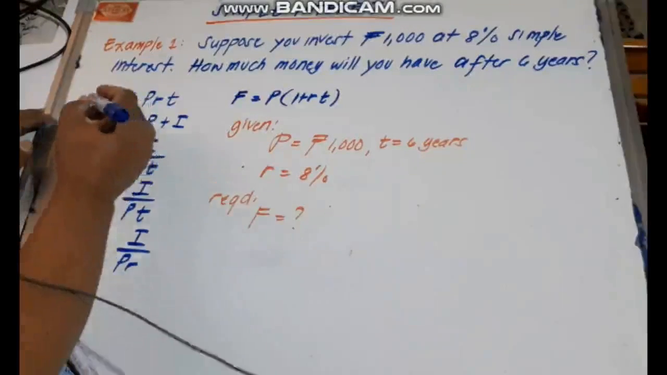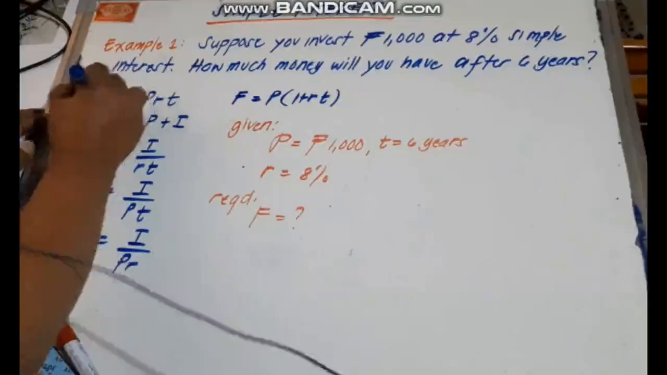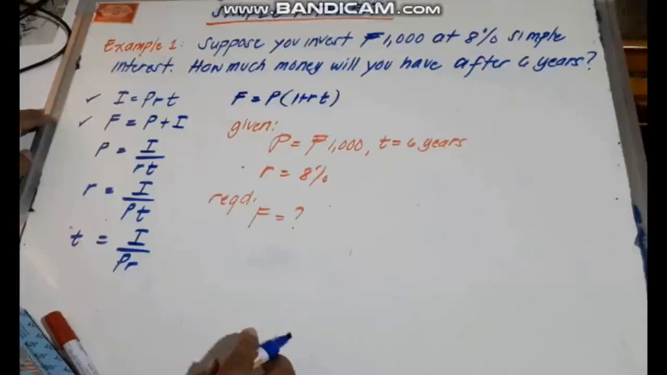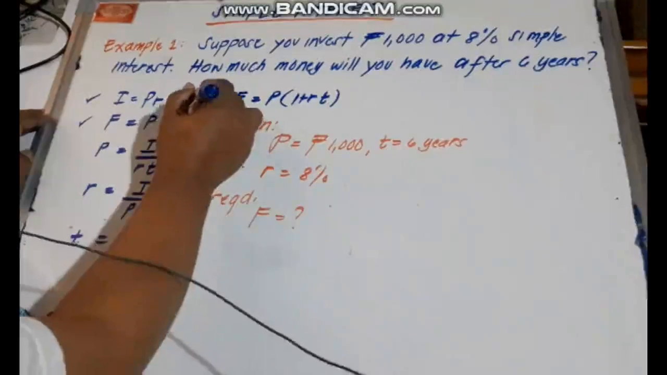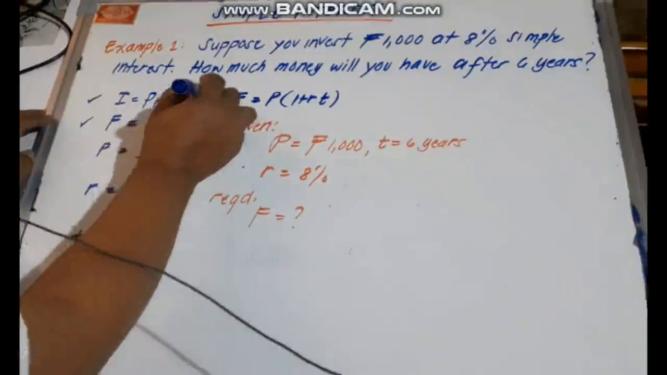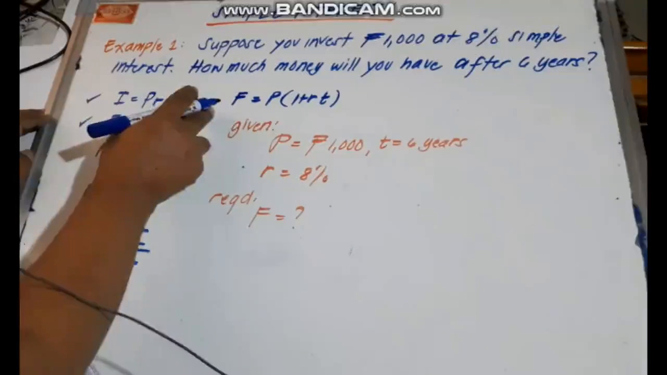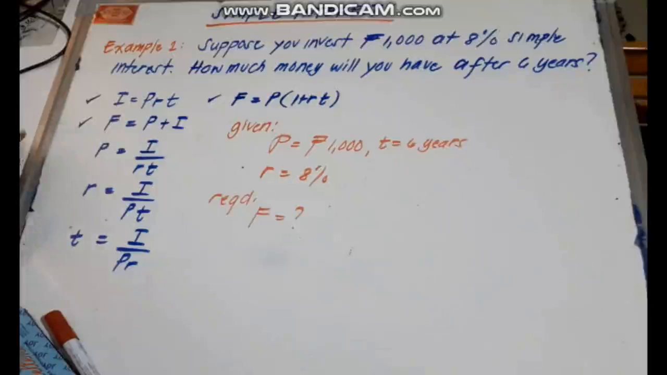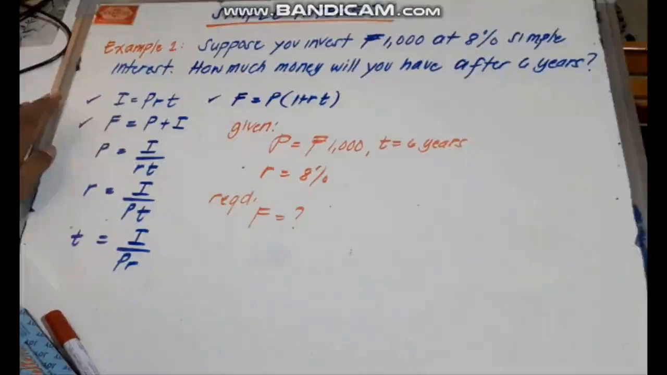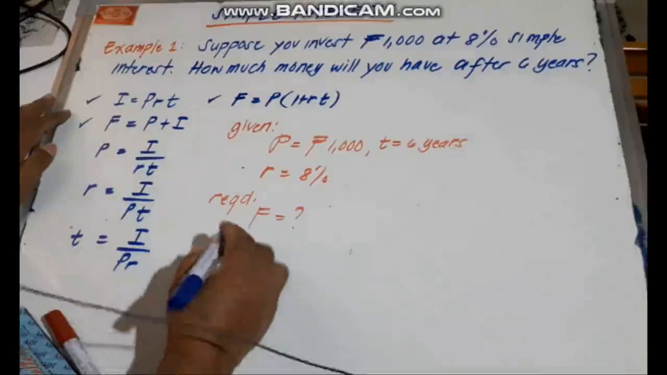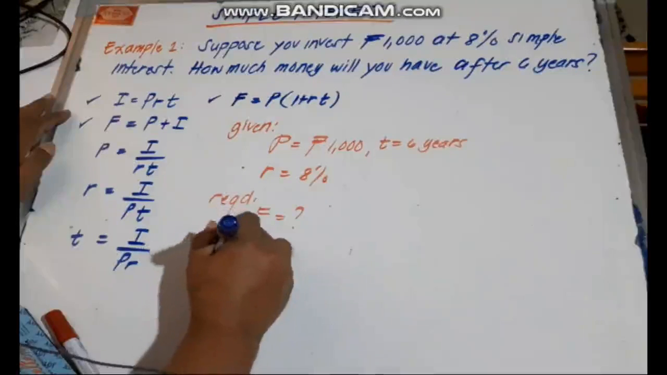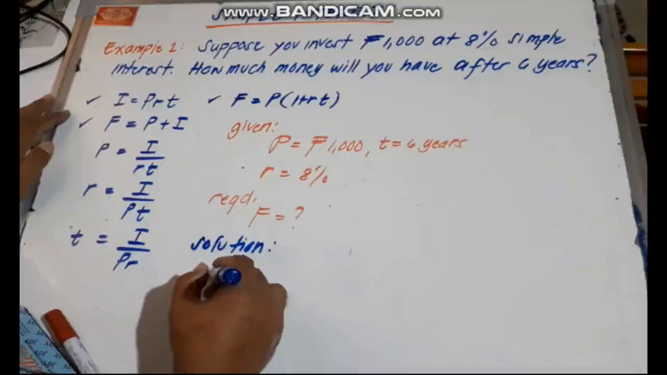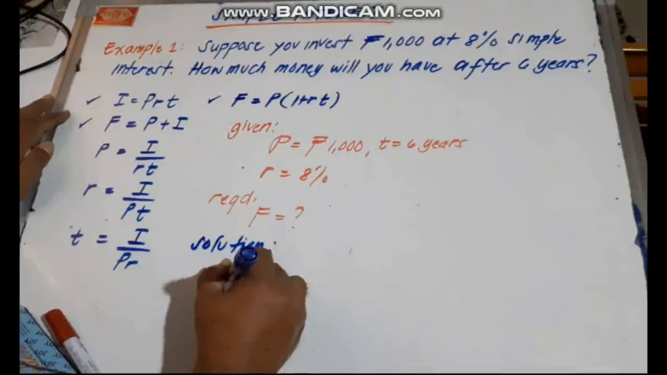Now, we can use these two formulas in solving for the value of F or the future value of money, or we can go directly to this formula to solve for F, which is F equals P times quantity 1 plus RT. Now we're going to use these two formulas first in solving for the money that we're going to have after 6 years.